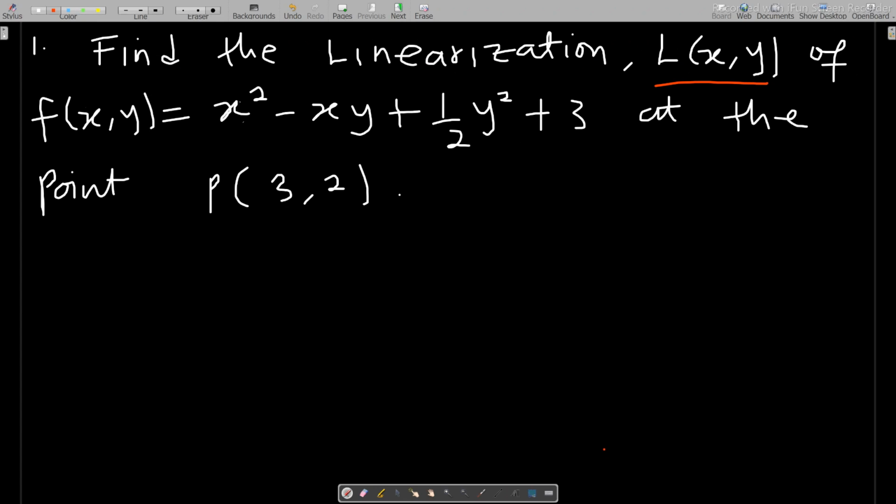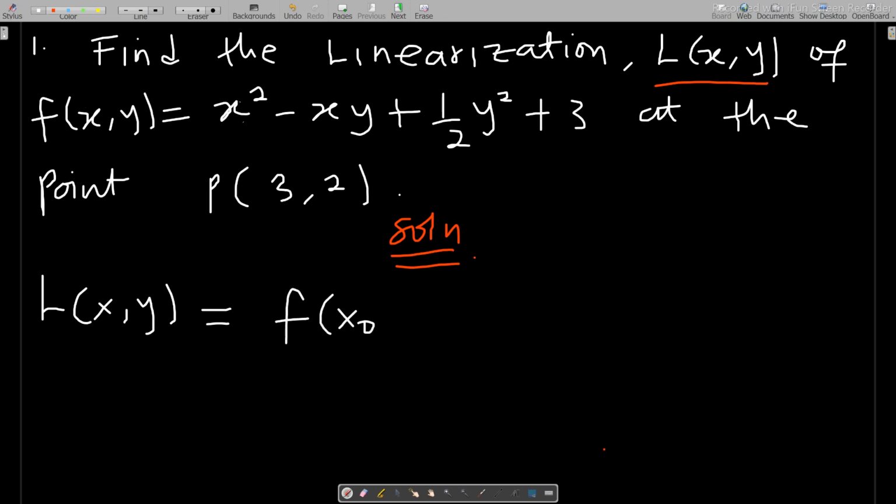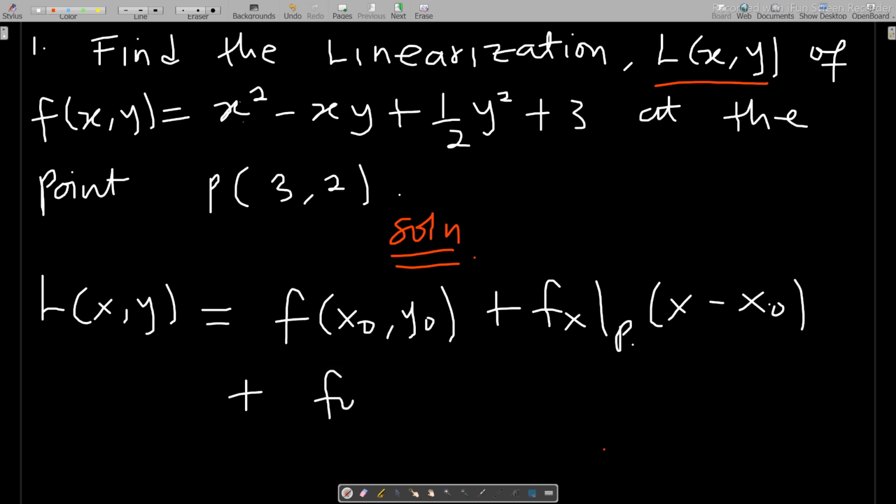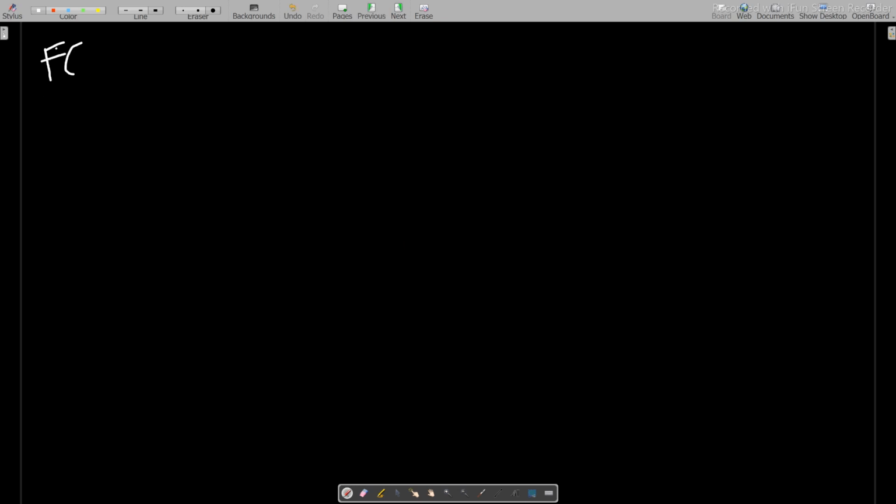In other words, the linearization is simply the Taylor series expansion of a function of several variables where we truncate at the first derivatives. For a function like that, the linearization is given by f of x naught y naught, where these are the given point, plus f x evaluated at the point p naught, times x minus x naught, plus f y evaluated at p, times y minus y naught. Very simple like that.